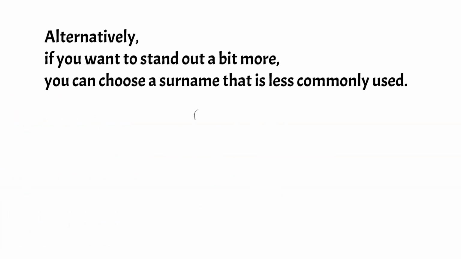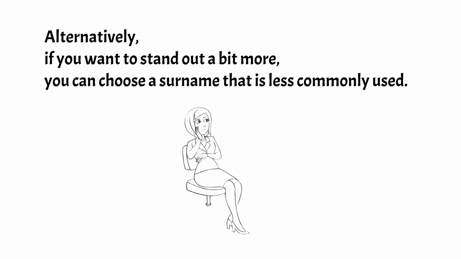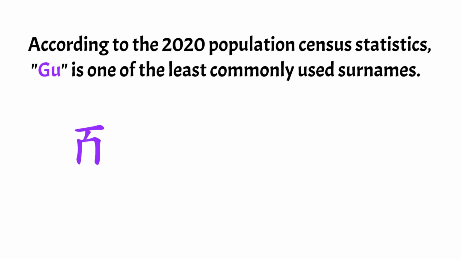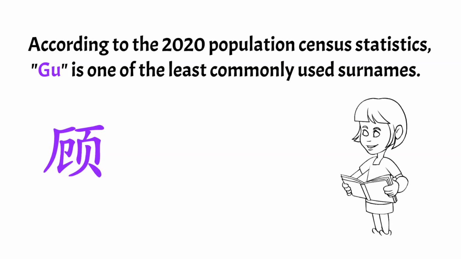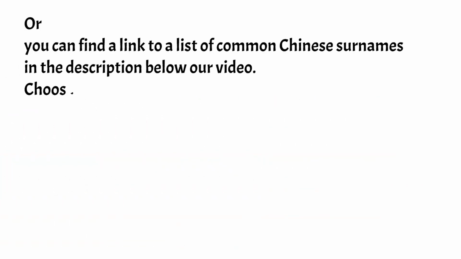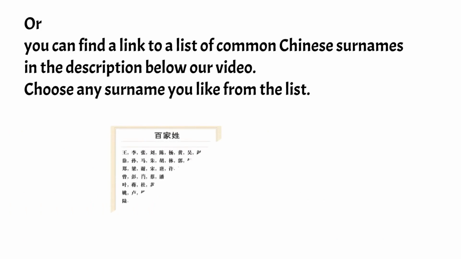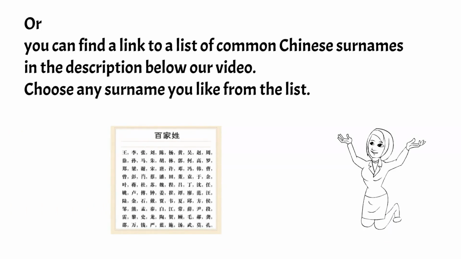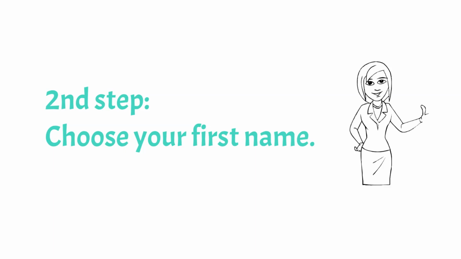Alternatively, if you want to stand out a bit more, you can choose a surname that is less commonly used. According to the 2020 population census statistics, Gu is one of the least commonly used surnames. So you can choose this one too. Or you can find a link to a list of common Chinese surnames in the description below our video. Choose any surname you like from the list. After you have a family name, then we go to the second step.